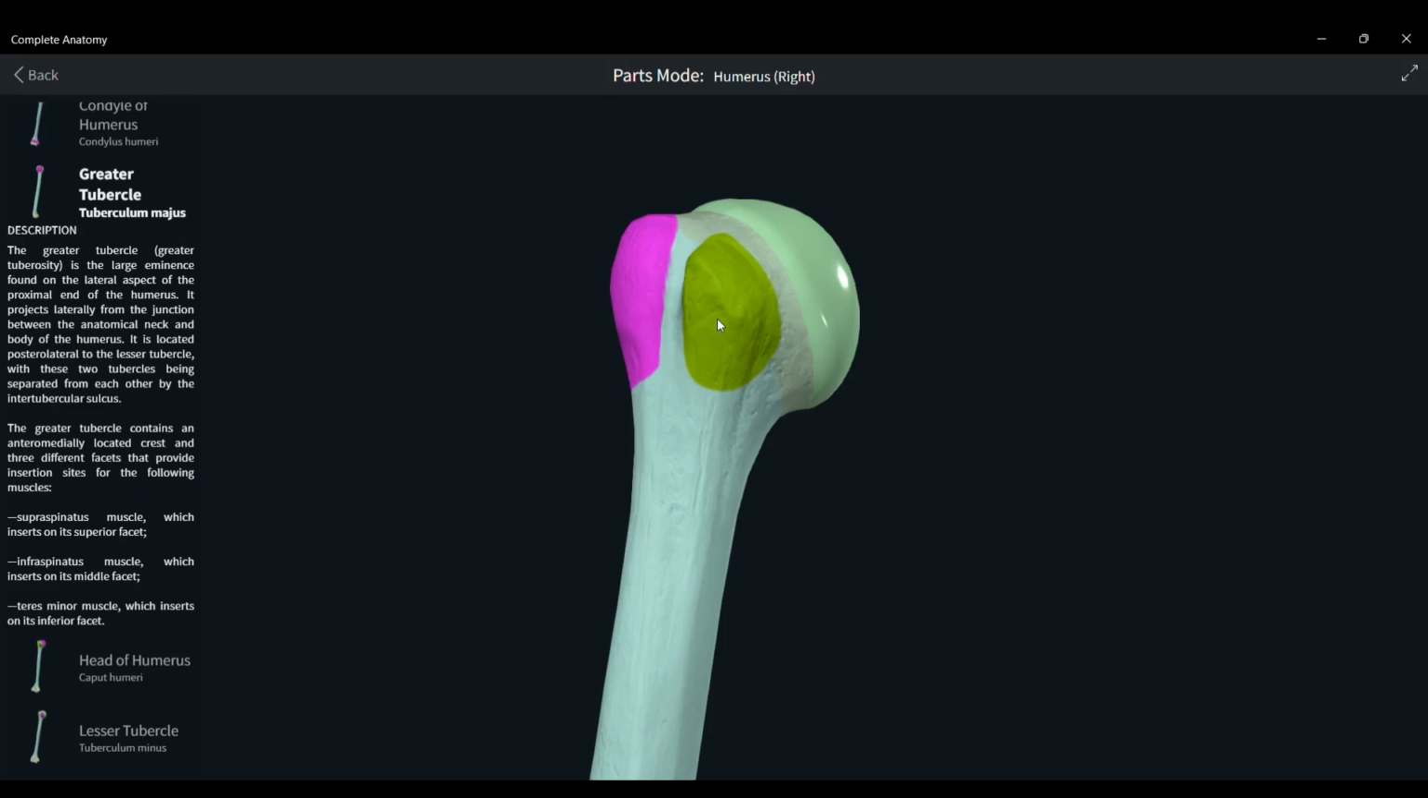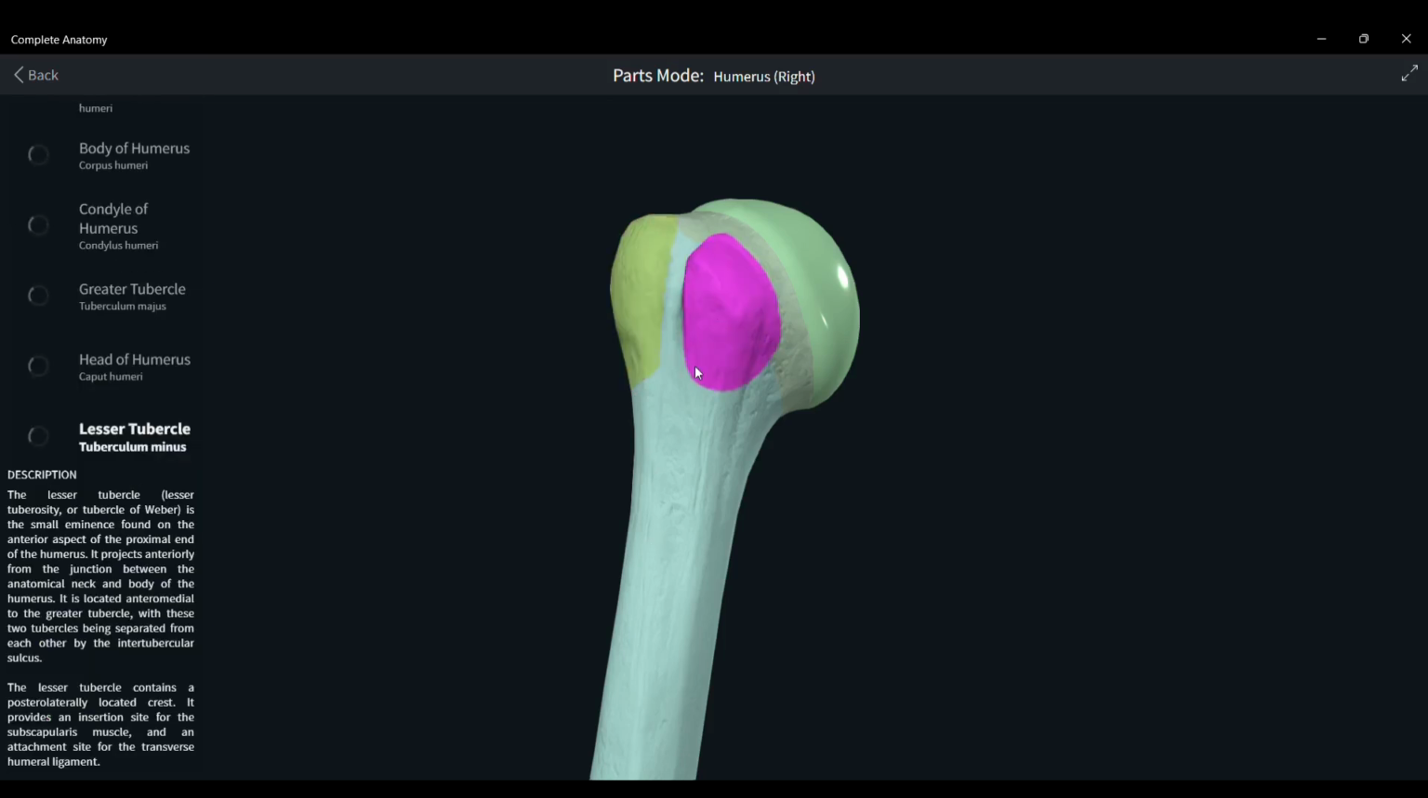On the anterior surface, more medially, lies the tuberculum minus. It is smaller than the greater tubercle, but its muscle attachment is essential for internal rotation of the shoulder. The connection between the two tubercles is shown by the longitudinal groove.